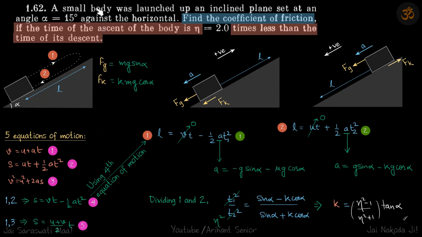A body is launched up an inclined plane like this. Find the coefficient of friction if the time of ascent of the body is eta times less than the time of its descent. So let's assume it travels a distance L. So it ascends the distance L and then comes back. Again it comes down the same distance L to get back at the same point. And the ratio of the times taken is given as eta. We need to find the coefficient of friction.